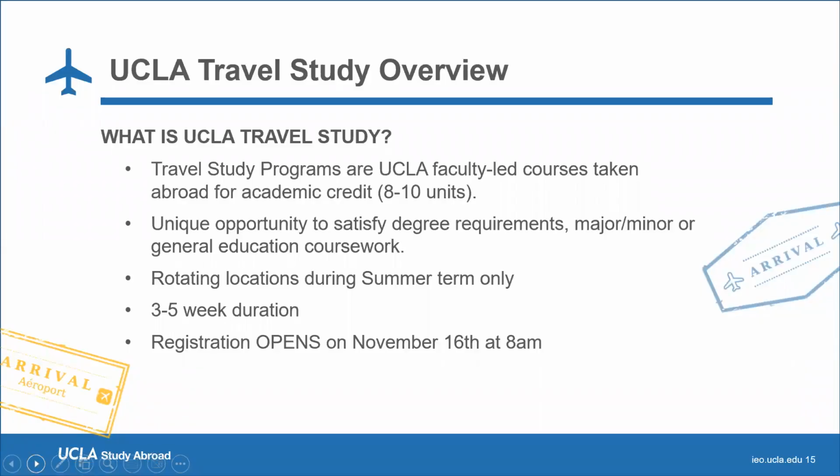Here's a quick, brief overview of what a UCLA travel study program is. Travel study programs combine the excitement of study abroad with the academic rigor of classes taught by UCLA faculty. These programs are typically 3 to 5 weeks, always in the summer. These short-term study abroad programs provide a unique opportunity for you to satisfy degree requirements, major, minor, or GE coursework in the summer. All faculty-led courses taken abroad on these programs are for academic credit and typically range from 8 to 10 UCLA units.